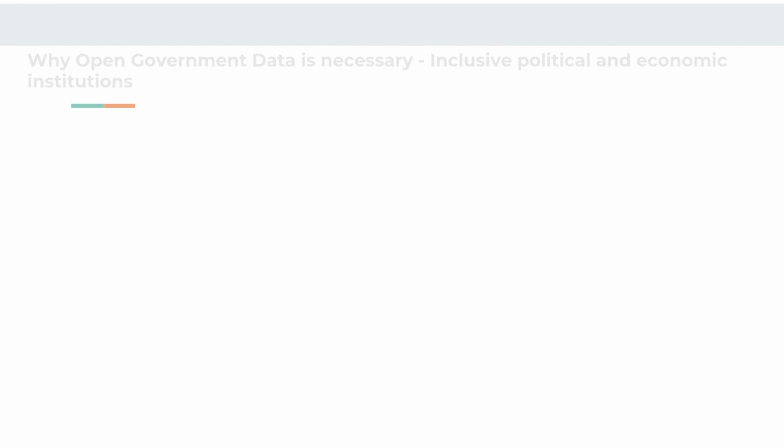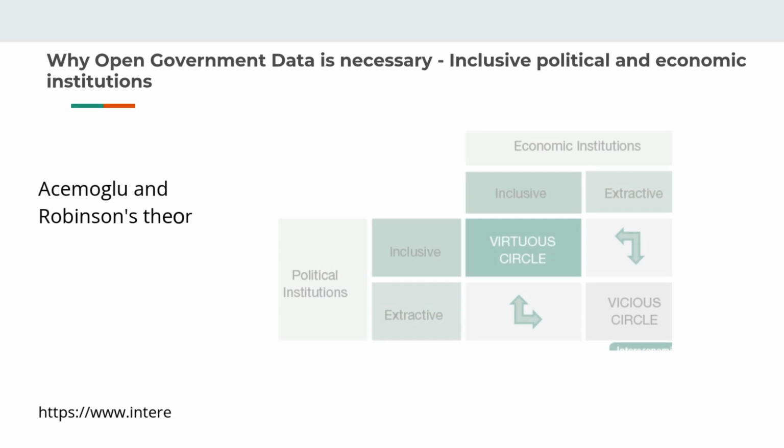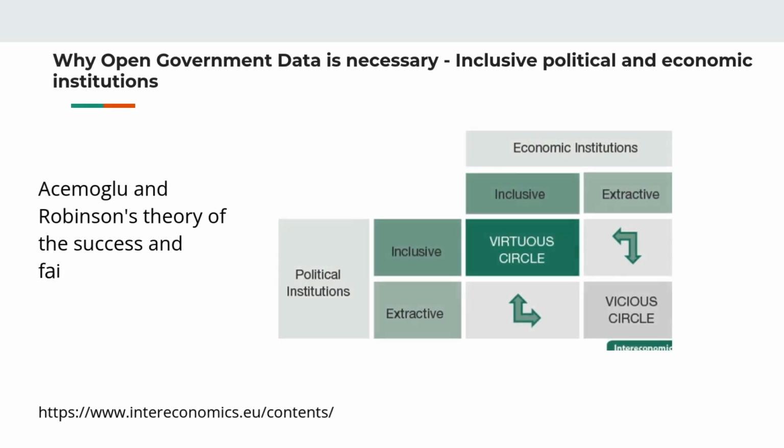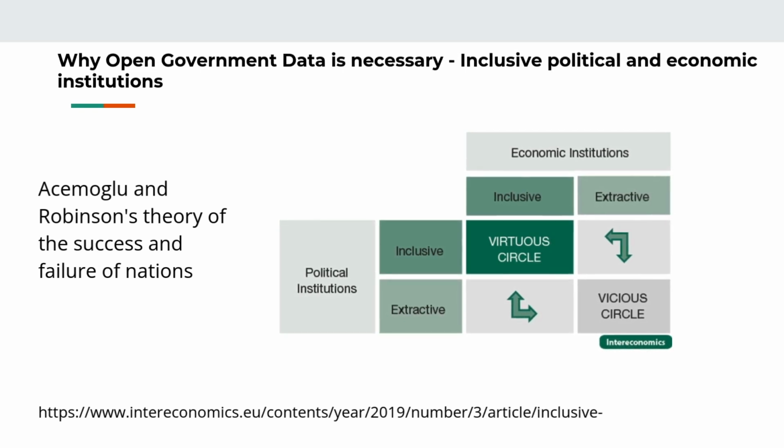Why does open government data matter? Acemoglu and Robinson's theory on the success and failure of nations, as presented in their book Why Nations Fail of 2012, argues that the primary determinant of a nation's prosperity or poverty lies in its political and economic institutions. These authors propose that it is important for governments to ensure that certain things are addressed and advocated for, while others are not, in order to ensure the success of a nation.